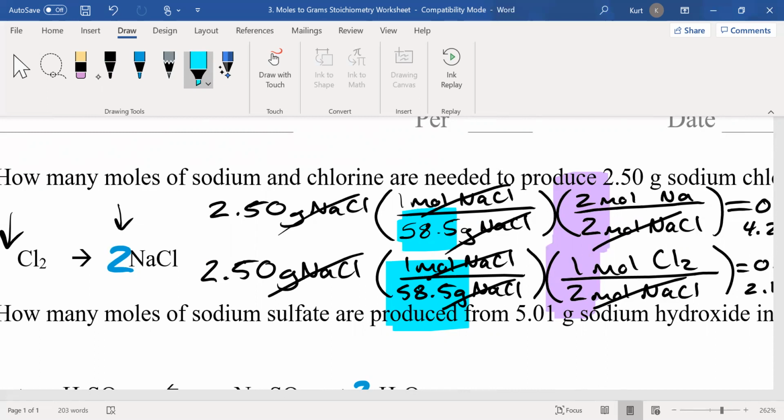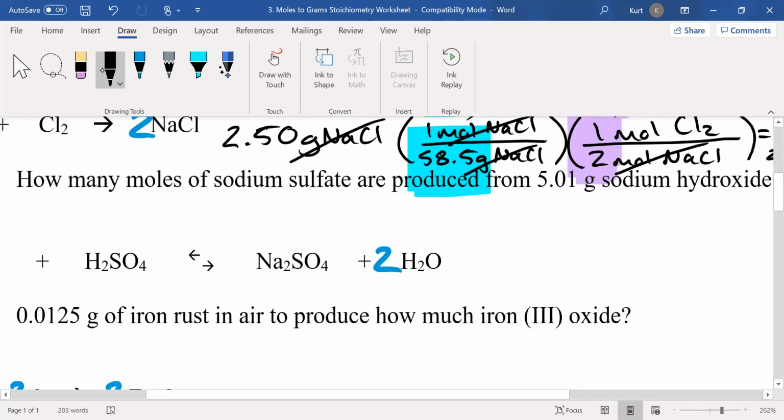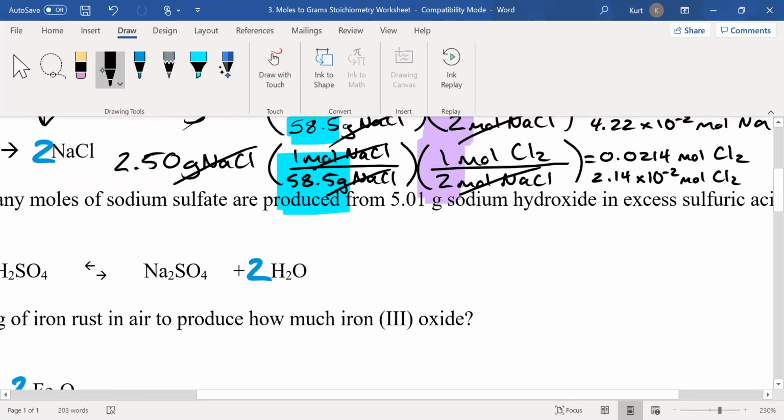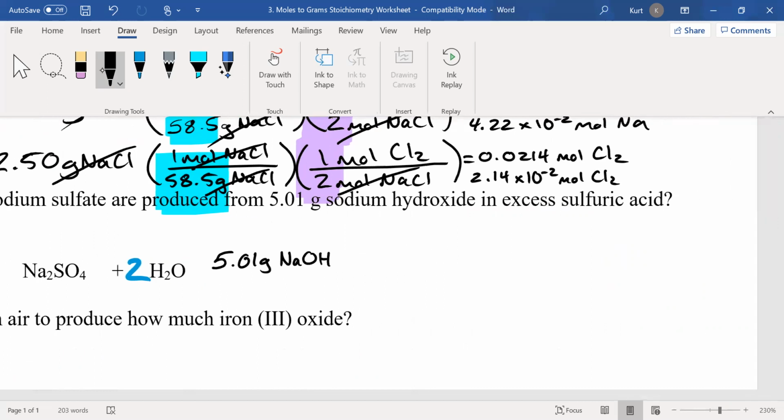All right, number 2. Your known value is 5.01 grams of sodium hydroxide. So start there, 5.01 grams of NaOH, sodium hydroxide. Because you're given grams, you need to convert grams of sodium hydroxide to moles of sodium hydroxide. So from the periodic table, NaOH is 40.0 grams per mole. Grams of sodium hydroxide cancel out.